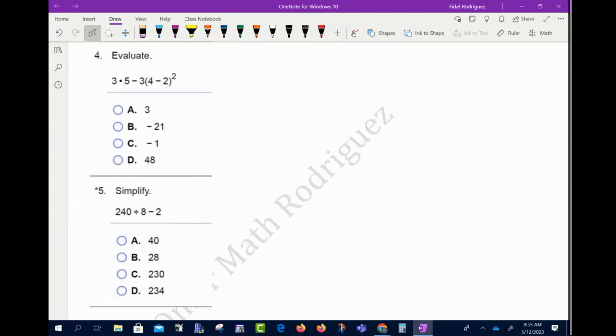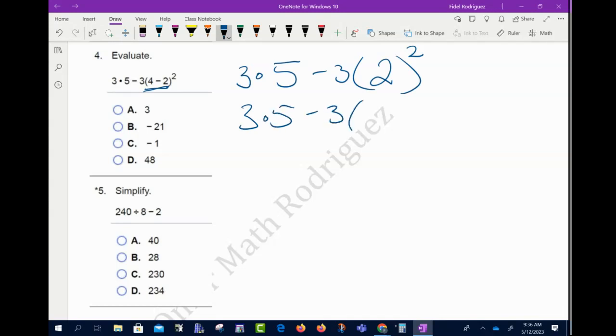Guys, I have parentheses. I want you to notice the difference in these parentheses and the one before. The one before was just -7 sitting by itself. Here I have 2 numbers and something is happening with them, right? So look, we're going to go 3 times 5 minus 3 times, what's 4 minus 2? 2. That's 2 being squared, right? Okay, we did our parentheses. Now we got exponents. Let's do our exponents. 2 squared means 2 times 2, which is 4.